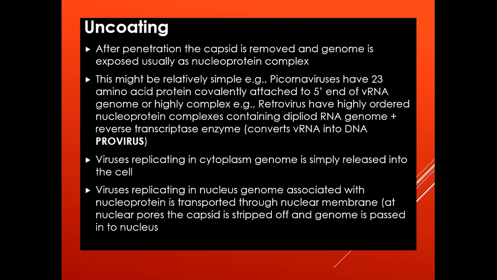Uncoating of the virus or virion. After penetration, the capsid is removed and the genome is exposed, usually as a nucleoprotein complex. This might be relatively simple, for example picornaviruses having a 23 amino acid protein covalently attached to the 5' end of the RNA.